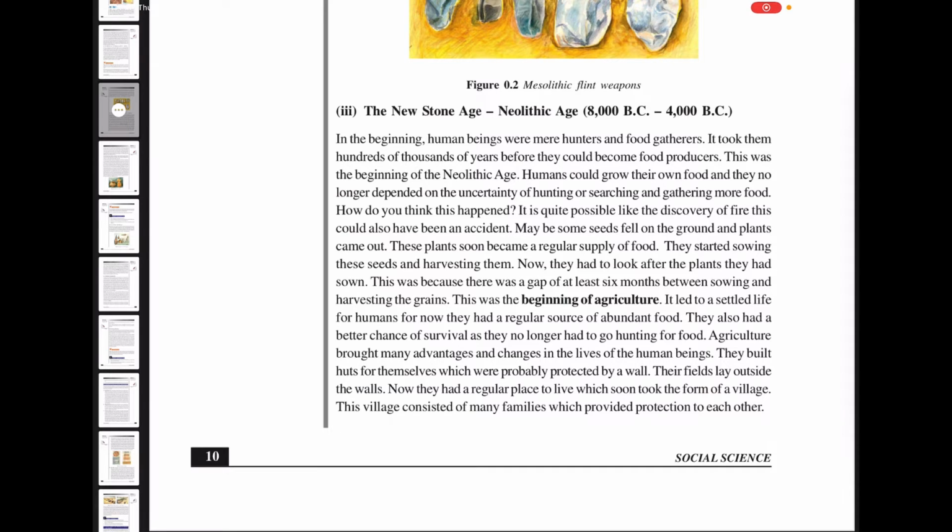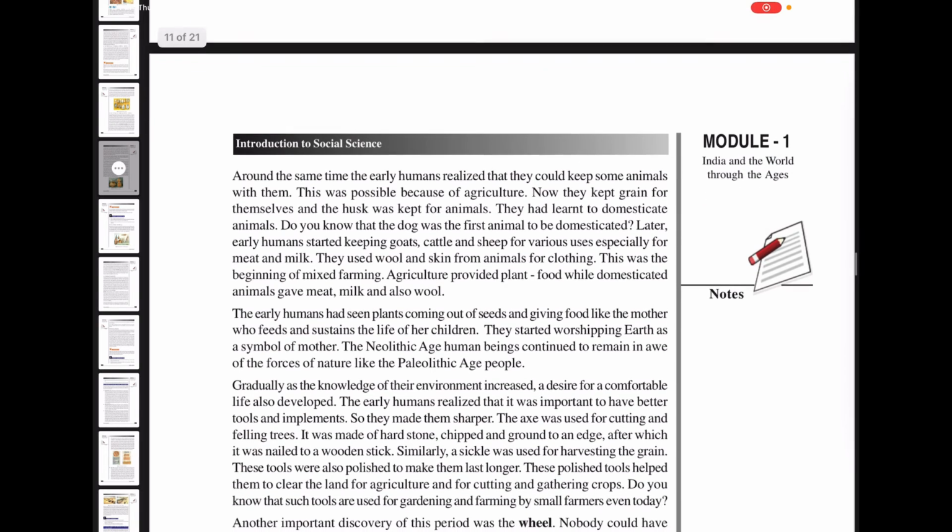It led to a settled life for humans, for now they had a regular source of abundant food. They also had a better chance of survival as they no longer had to go hunting for food. Agriculture brought many advantages and changes in the life of the human beings. They built huts for themselves, which were probably protected by walls. Their fields lay outside the walls. Now they had a regular place to live, which soon took the form of a village. The village consisted of many families which provided protection to each other.